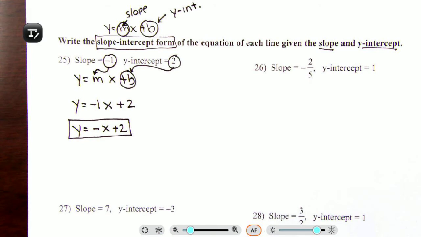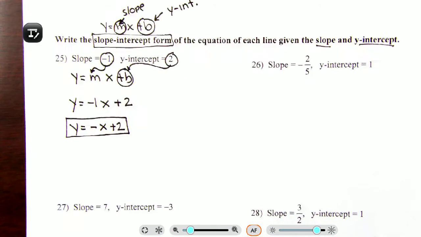All right, I'm going to go ahead and leave 26, 27, and 28 for you to complete. This finishes our practice or pre-test for the unit on graphing slope-intercept form.